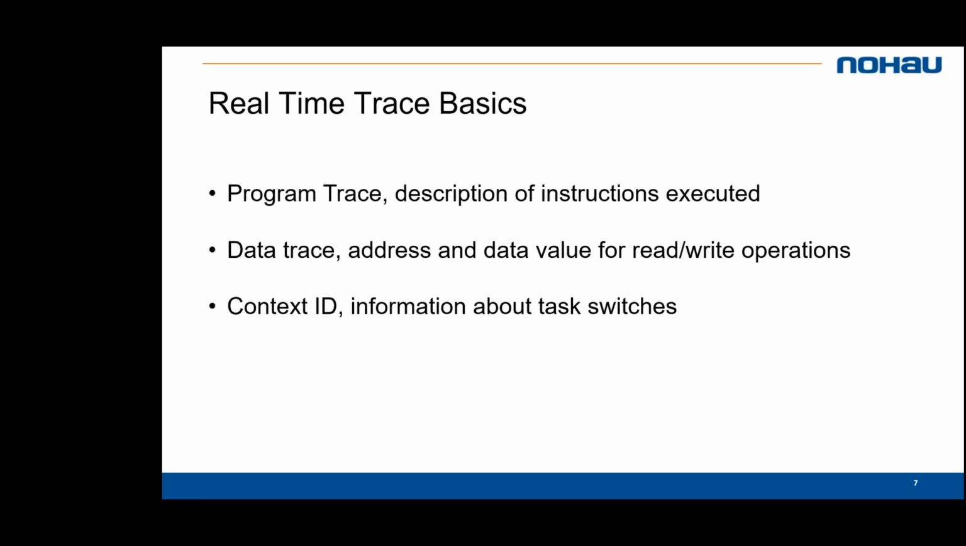Okay, and the next part of what trace can consist of, I call it here context ID. This gives you information about task switches, and this is something that is used if your CPU does not support data trace. Context ID is the name for it in the ARM world, but other architectures have a similar type of trace message. For example, in the PowerPC world with Nexus trace, it is called ownership trace message and so on. But it's used in a similar way.